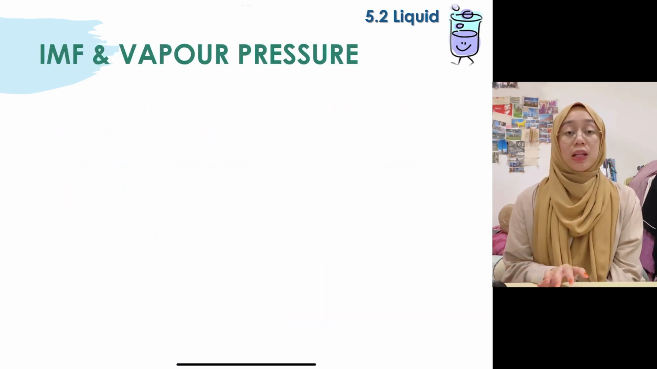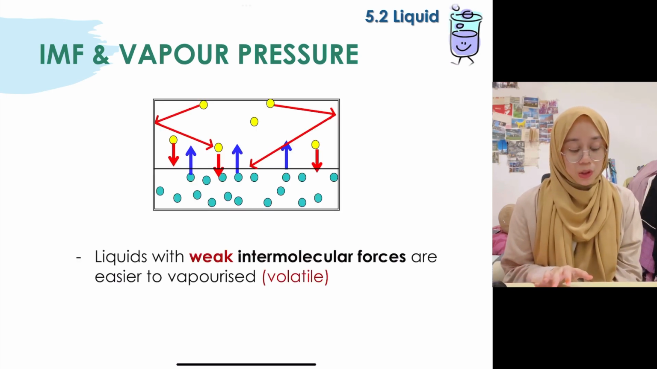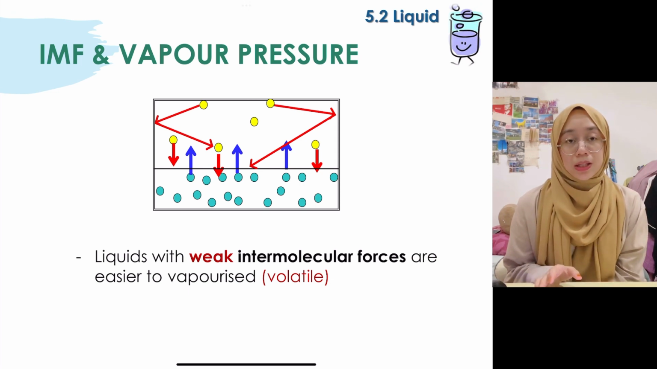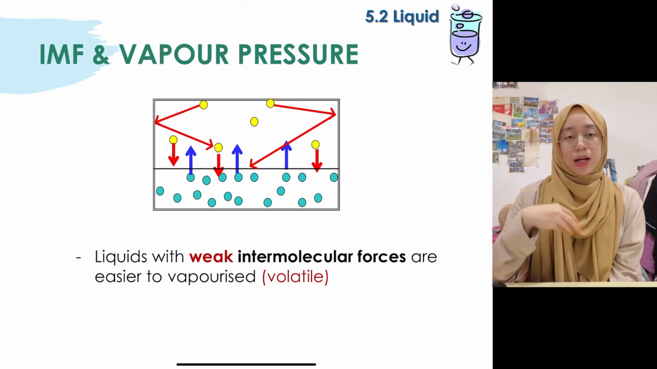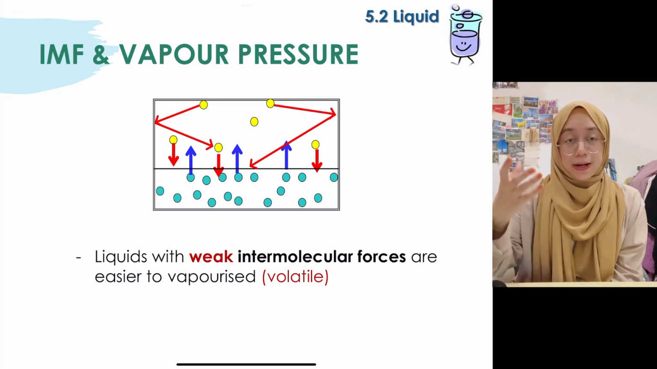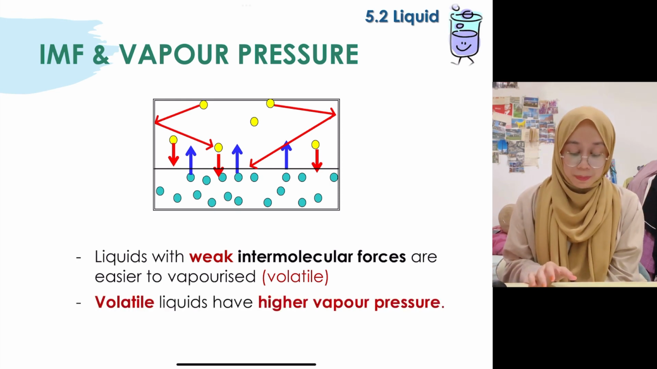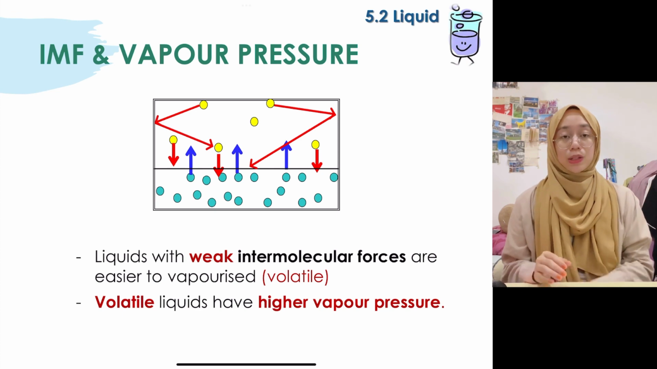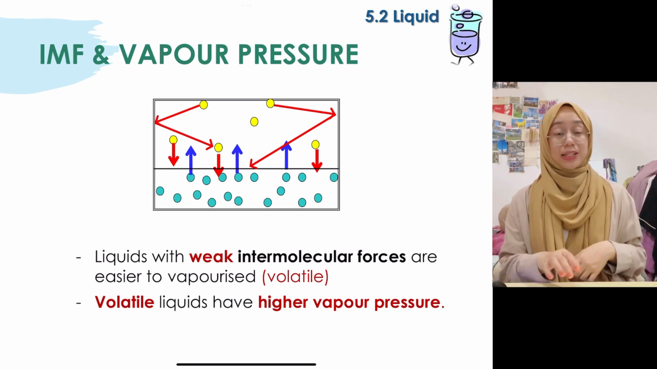So IMF, intermolecular forces, and the vapor pressure. So kita nak tengok relationship dia sebenarnya. Okay, so liquid with a weak intermolecular forces are easier to vaporize. So easier to vaporize is said to be volatile. Okay, so perkataan volatile kat situ meaning liquid yang easily vaporized. Okay, so volatile liquids have a higher vapor pressure. Kenapa higher vapor pressure? Okay, so this is because bila dia punya intermolecular forces dia adalah lemah, bermaksud dia punya kinetic energy dia adalah tinggi dan okay, sebab tu vapor pressure dia akan meningkat.